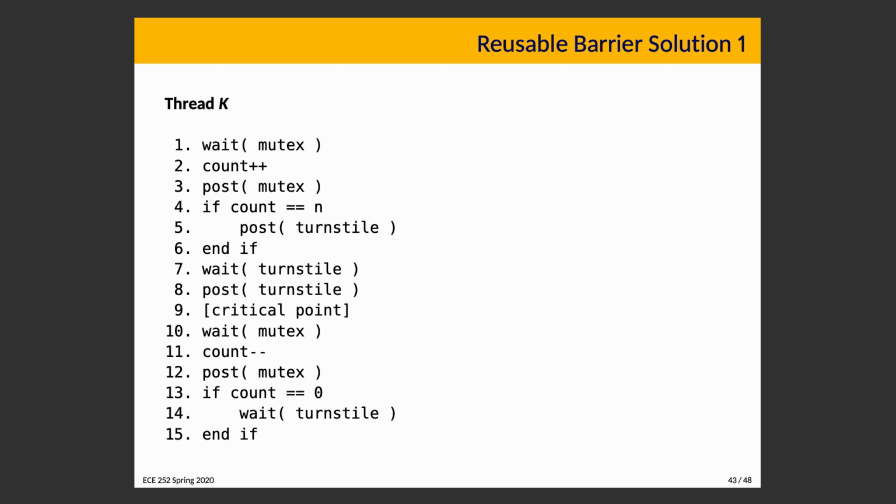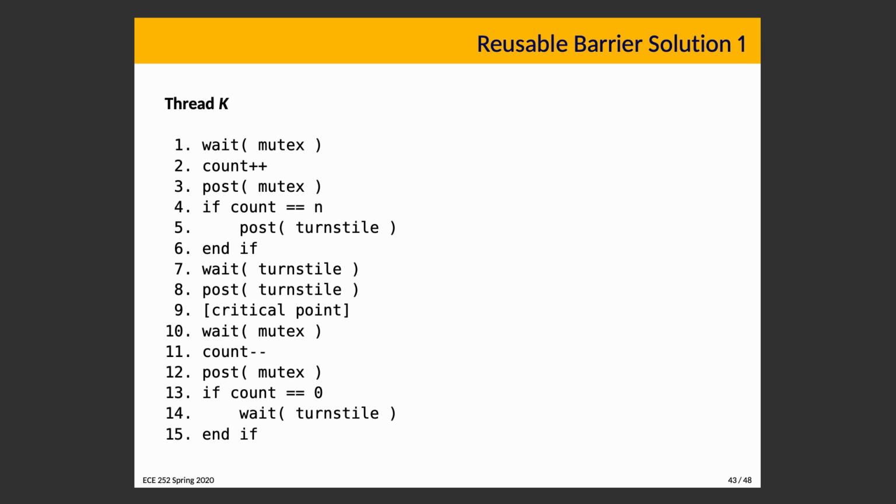So in the restaurant analogy, the first part is that everybody arrives at the restaurant, and then the critical point is people sit down at the table and eat, and then afterwards people leave. And so again, there's wait on mutex, decrement count, post on mutex. If count is equal to 0, then wait on the turnstile, which locks the turnstile behind us and puts it back into its initial state. And we can see, of course, that we have a reusable barrier for one reason, because we have a balanced number of wait and post statements.